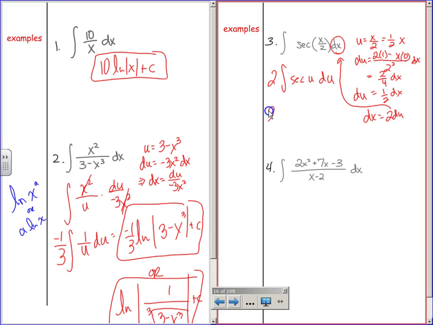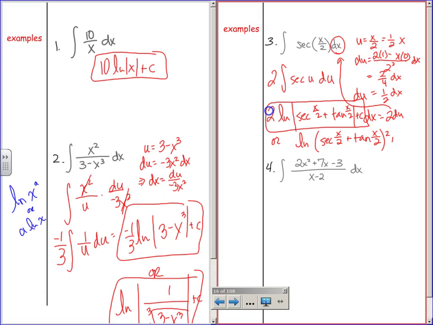Long story short, 2 times ln of who? Secant of plus tangent of, and who was my u? x over 2 and x over 2. That's one way. But where did my absolute values go? If you're squaring it, it's redundant to put the absolute values, and why would they be redundant on an answer?